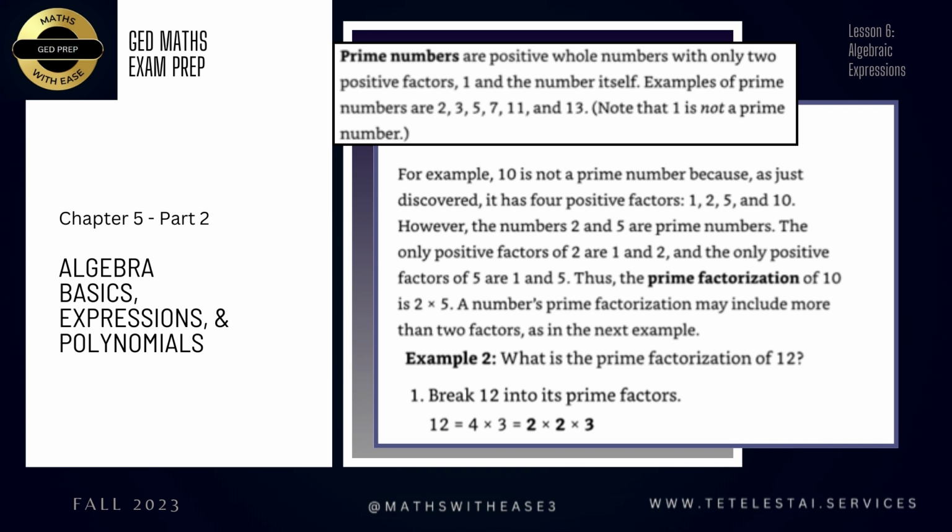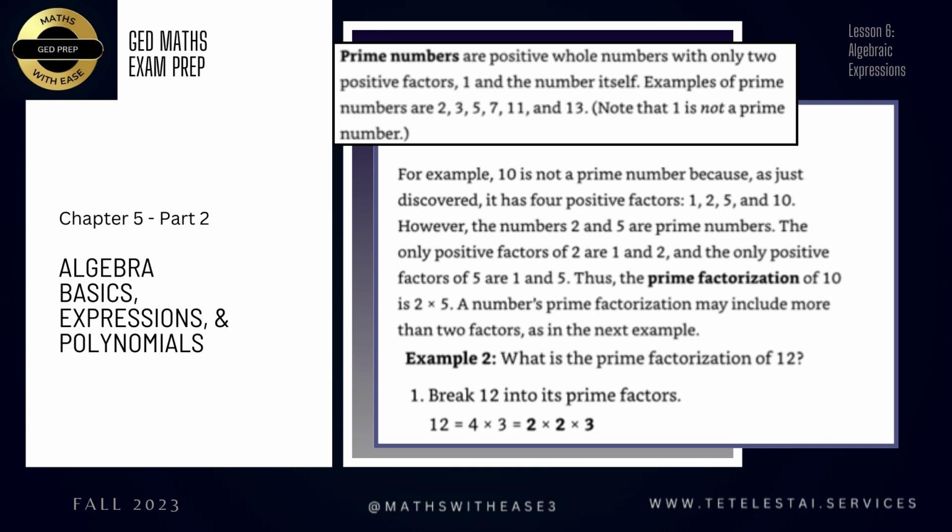A number's prime factorization may include more than 2 factors, as in the next example. Again, don't get prime factorization confused with prime number. A prime number is divisible only by 1 and itself, but the prime factorization is those prime numbers that you can multiply together to give you a whole integer. Okay, so in this example, what is the prime factorization of 12?